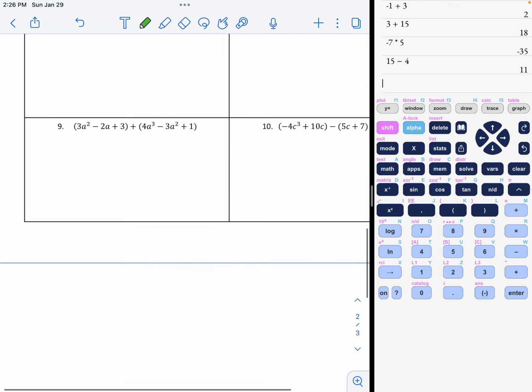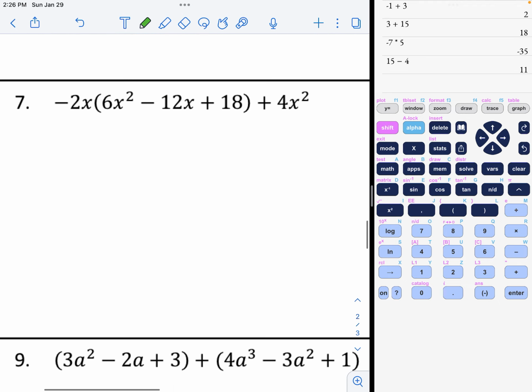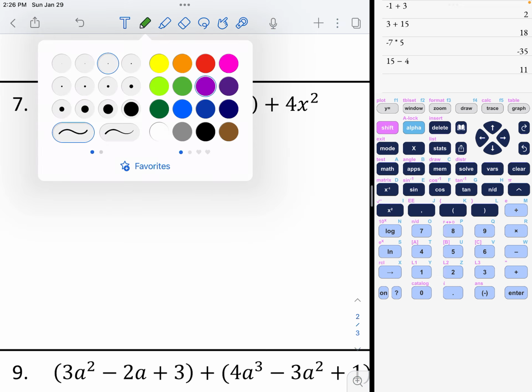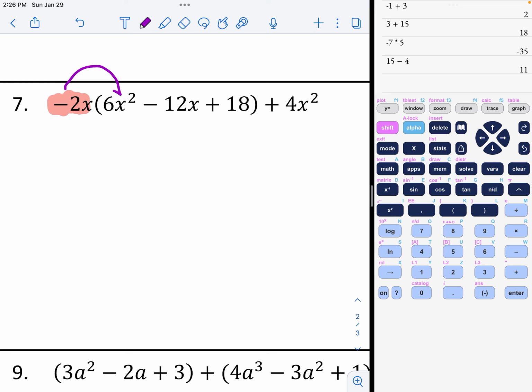All right, we have 4 more. We can do this. So how many distribution arcs do you think we're going to have in number 7? So I have this negative 2x. If you said 3 distribution arcs, that is correct. We're going to have 1 distribution arc here, 1 distribution arc here, and 1 distribution arc here. This plus 4x squared is just going to kind of travel down to be used after we distribute.